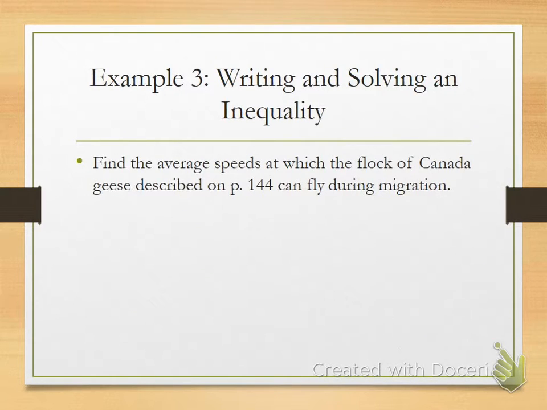Okay, so on page 144, let's read the geese migration example at the top of page 144. It says, some flocks of Canada geese can fly nonstop for up to 16 hours. In this time, a flock can migrate as far as 848 miles. At what speeds can such a flock fly during migration?